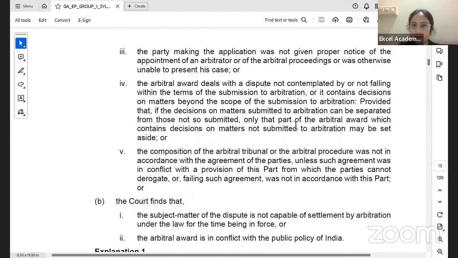The arbitrator or arbitration council does not have that right. So if you can separate it, you can leave that part and make the remaining valid. Otherwise, everything will be invalid and everything will be set aside.